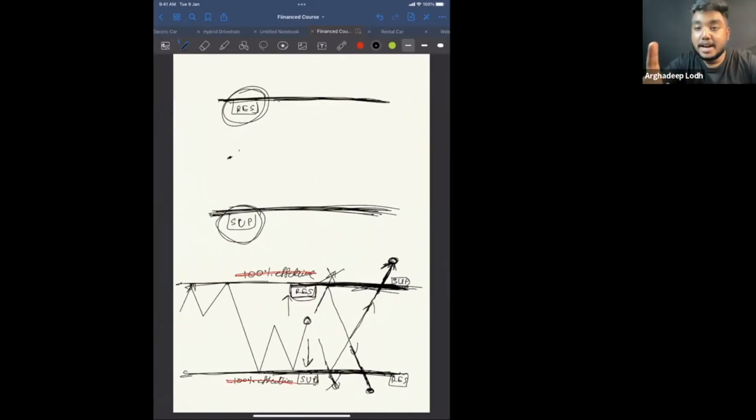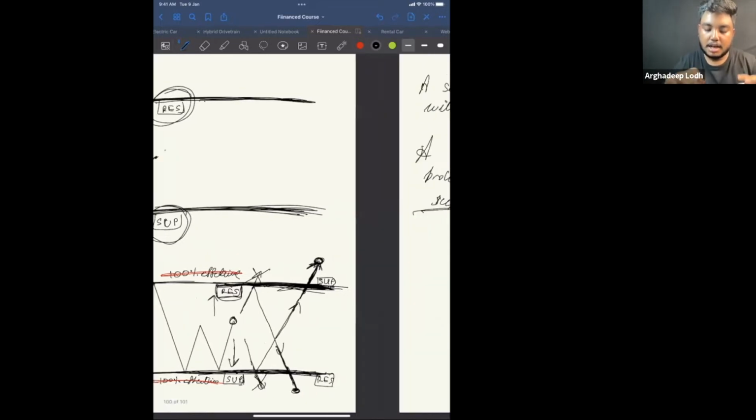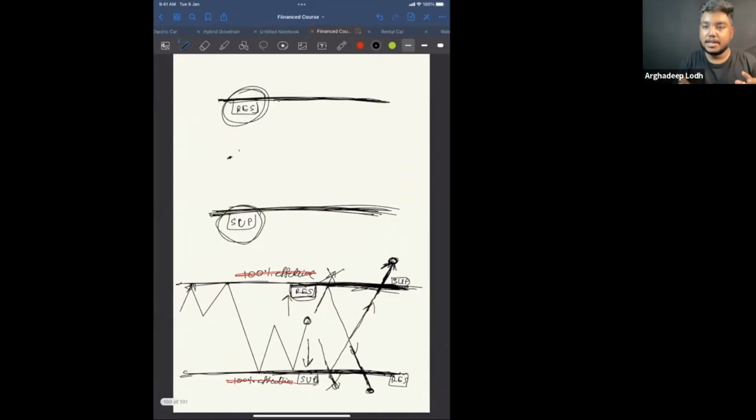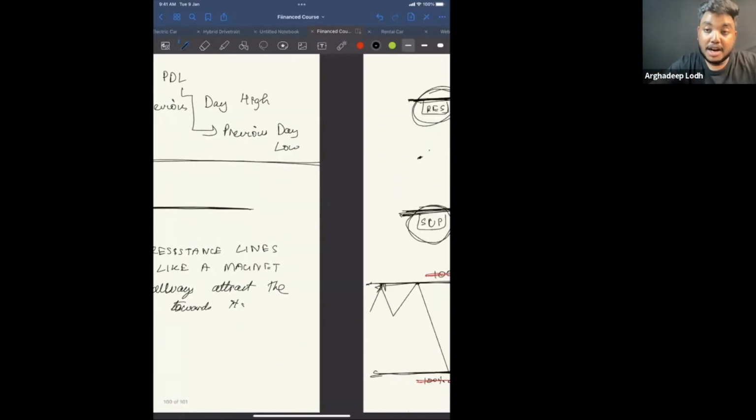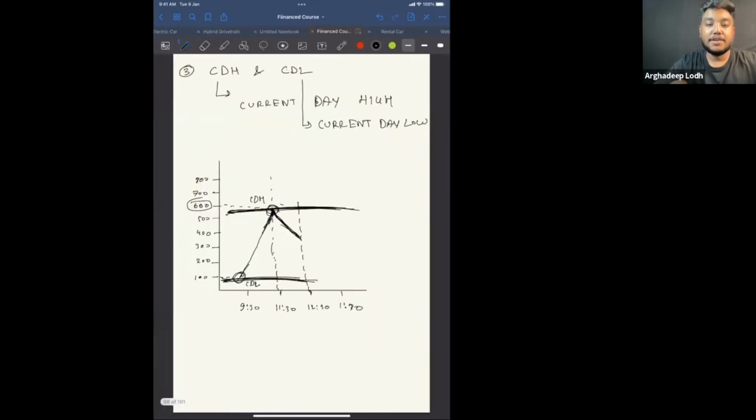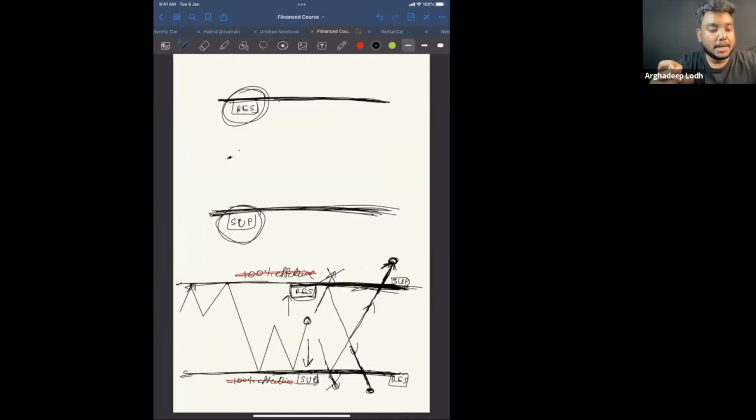Now, breakout. I have taught you the fundamentals, the dynamics of support and resistance levels, how support and resistance levels work. Now what is breakout? The strategy we are learning now is the breakout and retest strategy. For that, I needed to teach you how support and resistance works, what is support and resistance, how to protect. So that part is done.